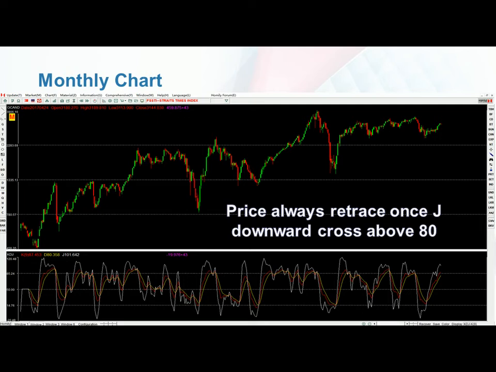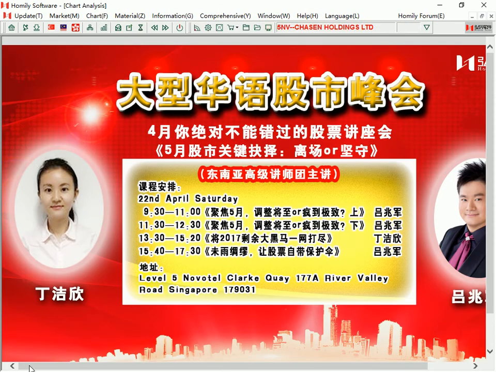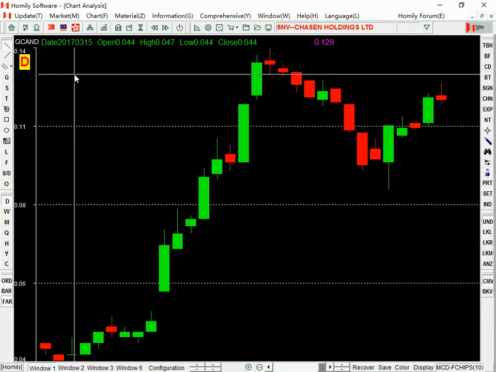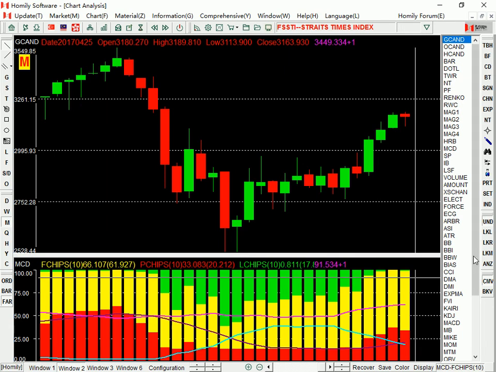Recently, we can see the J line is already above 80, but you should pay more attention to the risk. If you see the J line cross downward through K and D, you'd better sell first, because this is a monthly chart. If you see the downward cross, then the price will drop for one month. Okay, so let's see the monthly chart first. This is the monthly chart for the market. Then we click window 2 and change the indicator to KDJ.